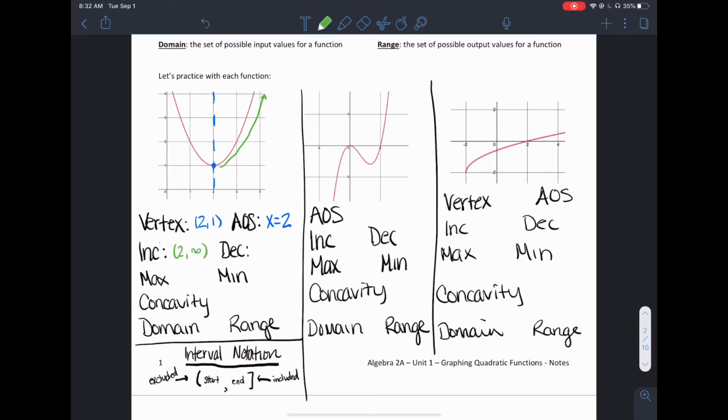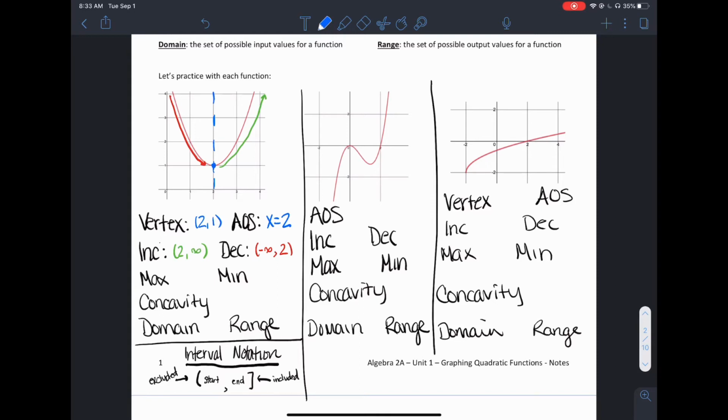For increasing and decreasing, you always use open brackets. You always use the curved parentheses, right? Whereas decreasing, it's going down on the left side. So it's from negative infinity to 2. Always put your lower number on the left.